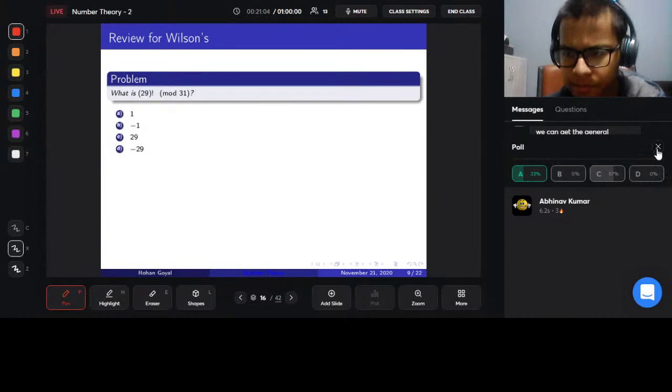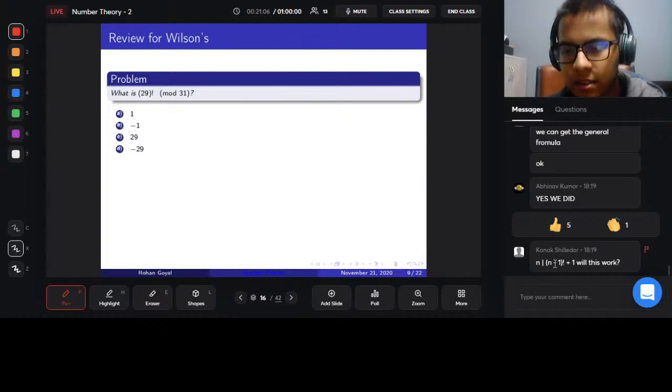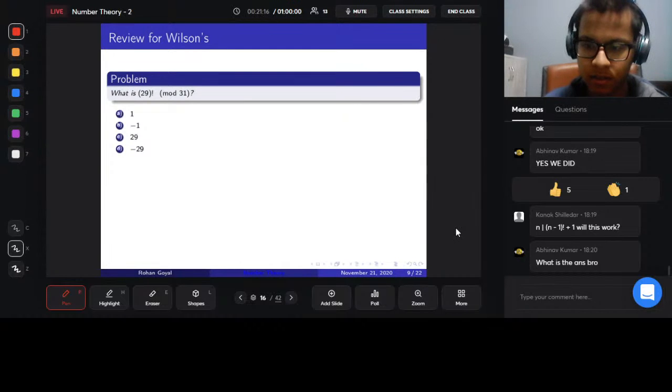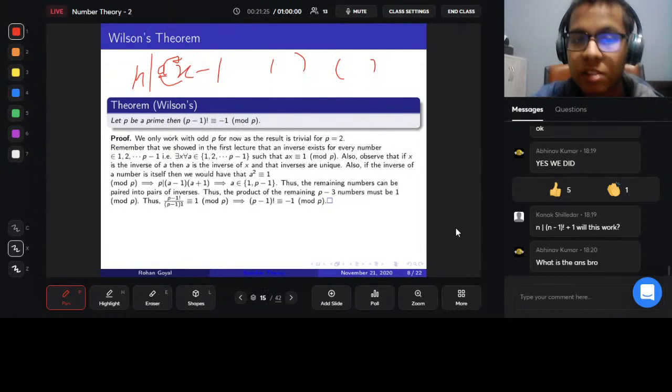Okay, I see. No, n does not divide (n minus 1)! plus 1. That's actually false. The answer is 1 because we have p divides (p minus 1)! plus 1. This is only true for primes. Wilson's theorem is only true for primes, not for general numbers.